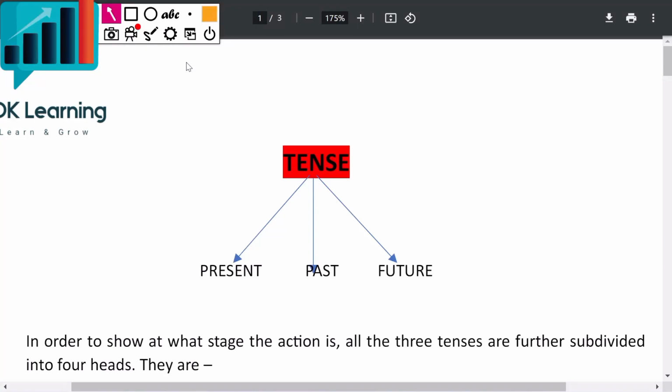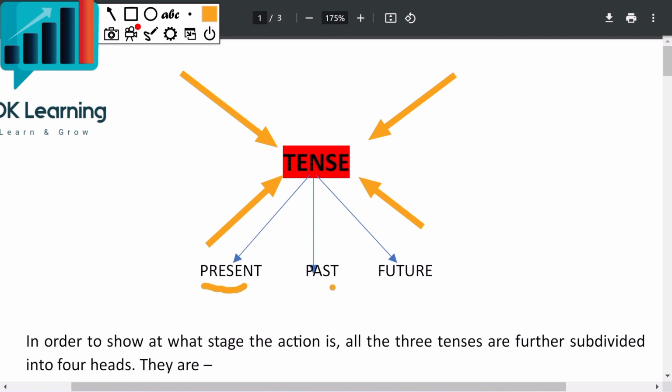Today we're going to talk about tense. Let me tell you, learning tense is very important for speaking English grammatically correct. So, what is tense? Tense describes the time of an action, like when an action is taking place, whether it is happening in the past, present, or future. So, there are three types of tenses: the present, past, and future.